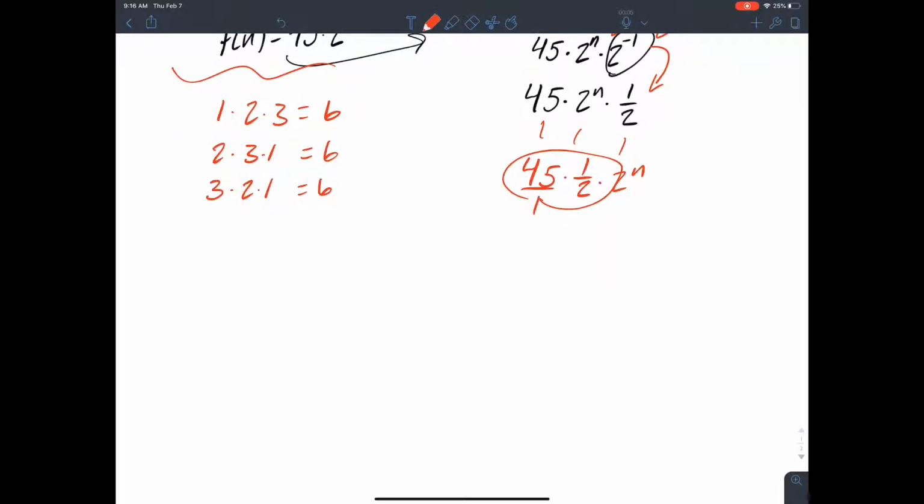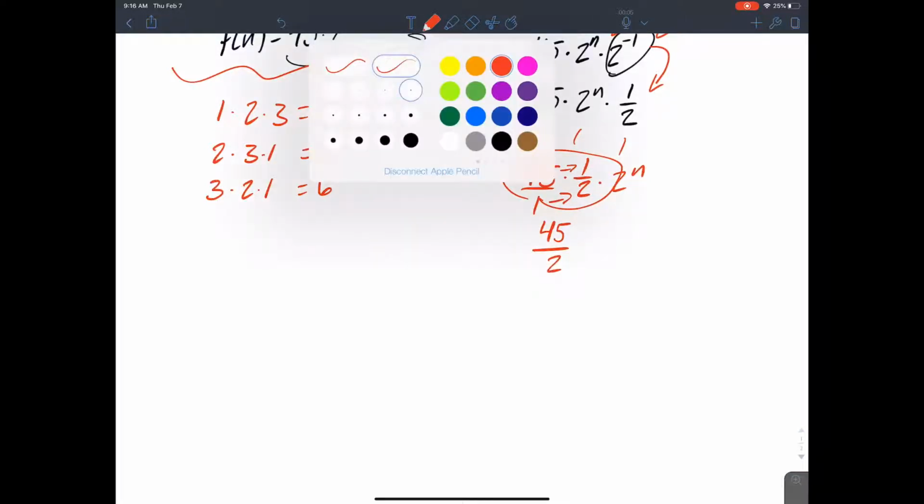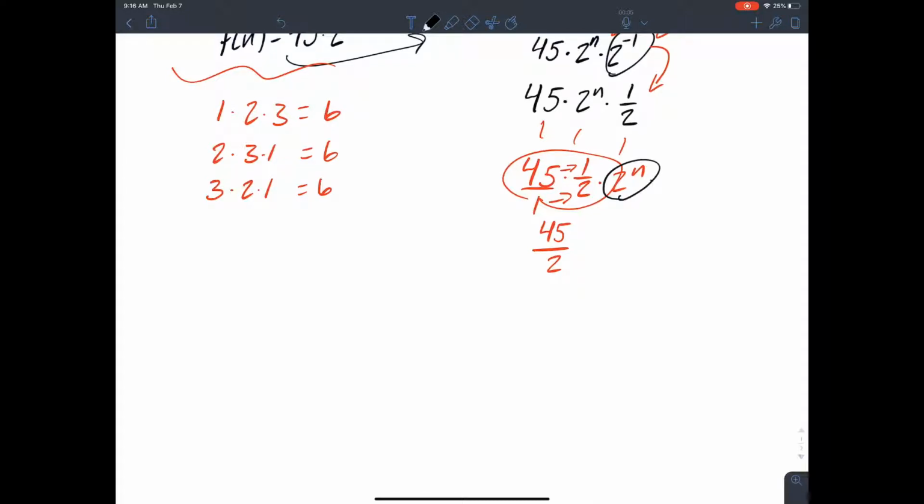Remember that 45 has a 1 under it, and we multiply across. 45 times 1 is 45, 1 times 2 is 2, and then I'm going to bring the 2 to the n down. Okay, and I think we might be done.